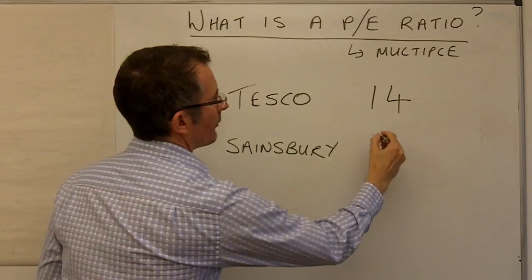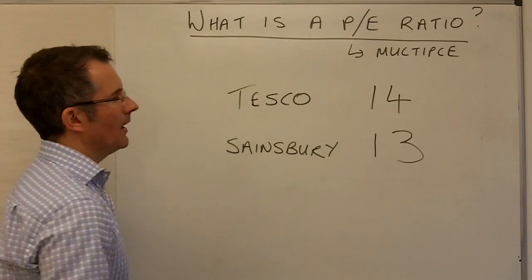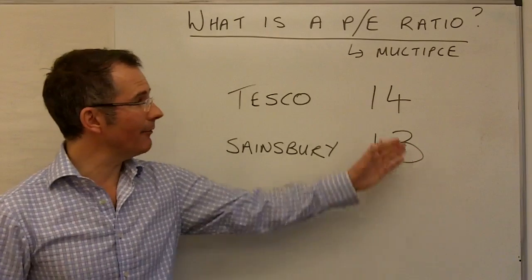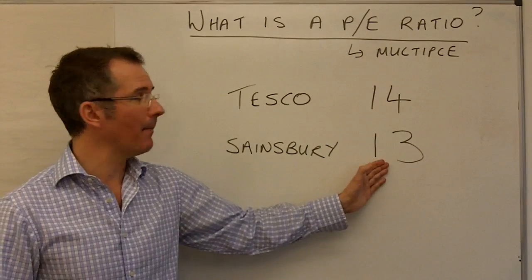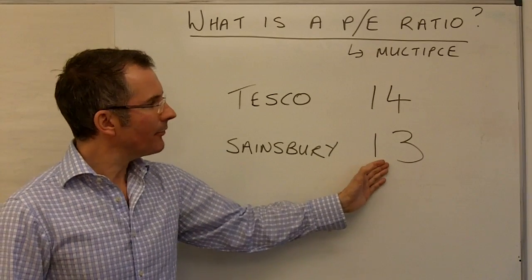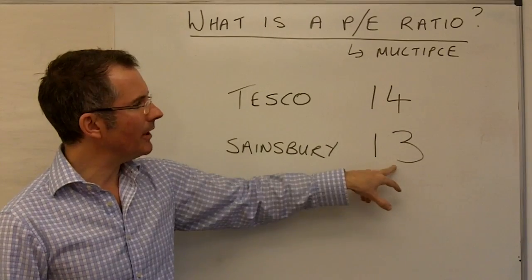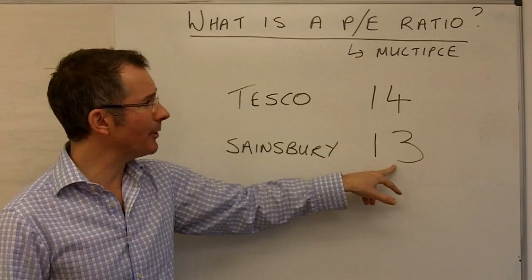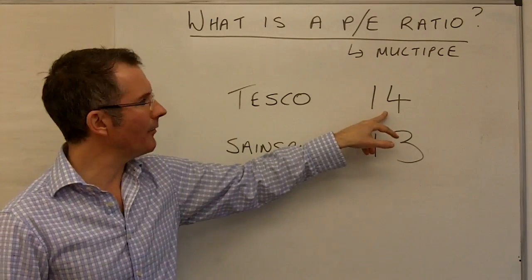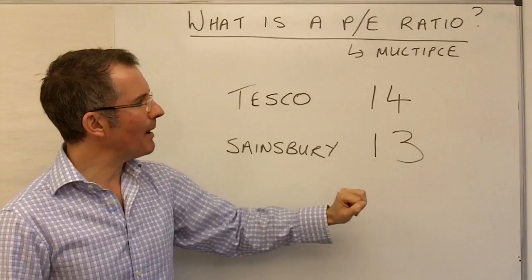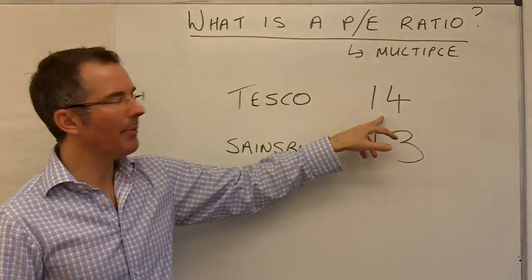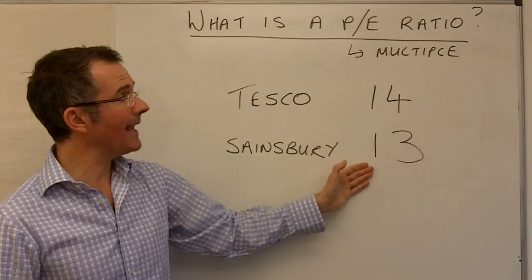So let's imagine we look up the Sainsbury's PE ratio and we find that it's 13. So now we know that Tesco trades on a PE of 14 and Sainsbury's is a little bit cheaper on 13. But still, I'm torn between the two. So it's going to take me 13 years to get my money back if I invest with Sainsbury's and 14 years with Tesco. So maybe I need to do a bit more work before I decide whether I buy Tesco or whether I buy either.